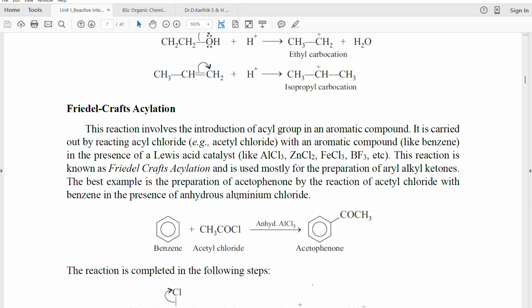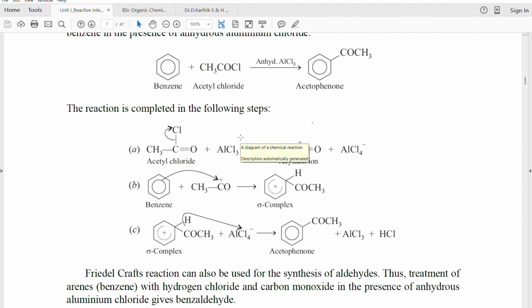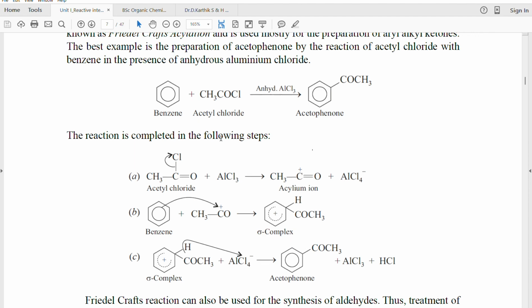Okay, now I give the Friedel-Crafts acylation. As I was explaining, there are three steps. Acetyl chloride generates the acylium ion using anhydrous aluminum chloride, AlCl3, as the catalyst. So AlCl3 abstracts the chlorine, and then it generates the acylium ion. And then in the second step, the benzene attacks the acylium ion and it generates the sigma complex. And in the third step, AlCl4 minus abstracts a proton from the benzene ring, and it regenerates the aromaticity of the benzene ring.